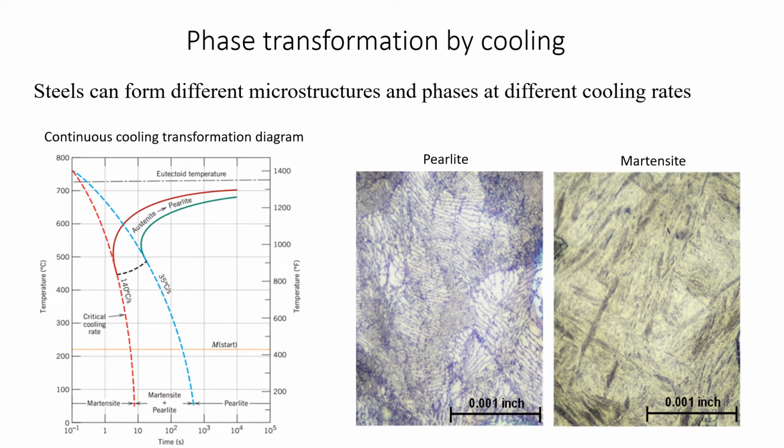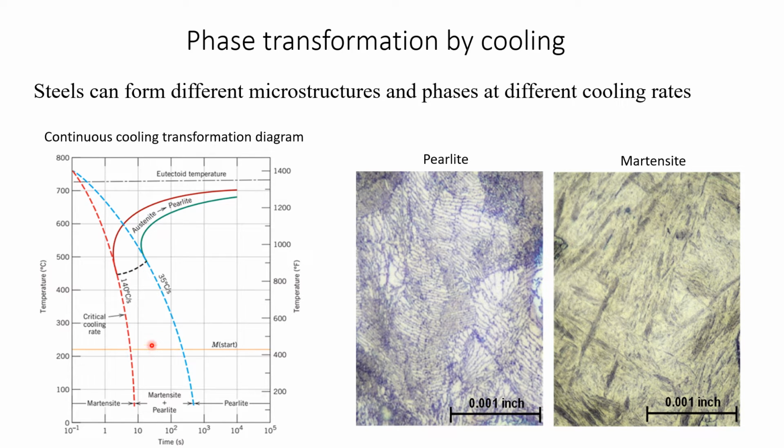Okay, steel can form different microstructures and phases at different cooling rates. This behavior can be expressed using a continuous cooling transformation diagram, as in the example I show here. On the x-axis is time, and the y-axis is temperature, and each cooling method corresponds to a cooling curve with a cooling rate, like this.